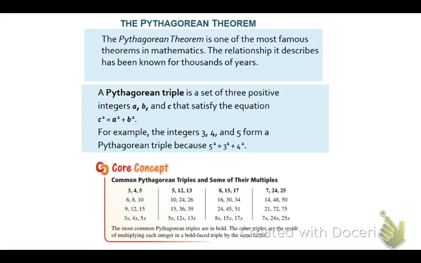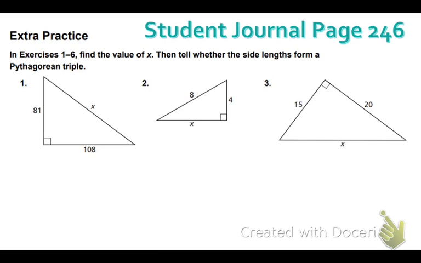And so what happens is a Pythagorean triple is a set of 3 positive integers, a, b, and c, that satisfies c squared equals a squared plus b squared. So all it has to be is a positive and a whole number to be a Pythagorean triple. And it has to be a squared plus b squared equals c squared. So we're going to do a couple problems on page 246. And we're going to decide whether these triangles are Pythagorean triples.